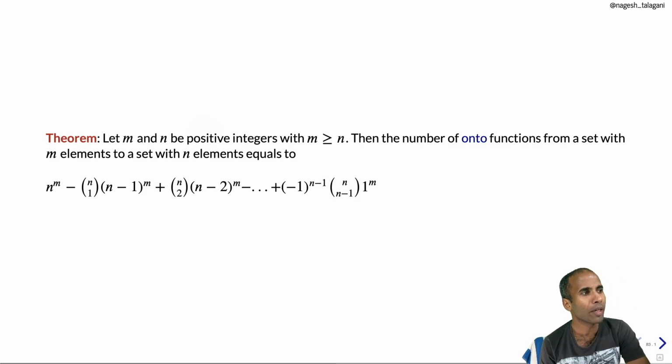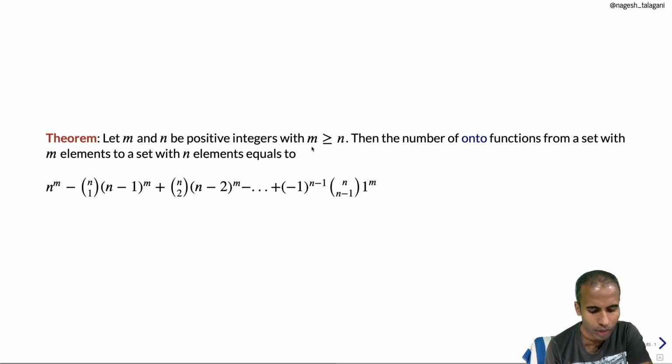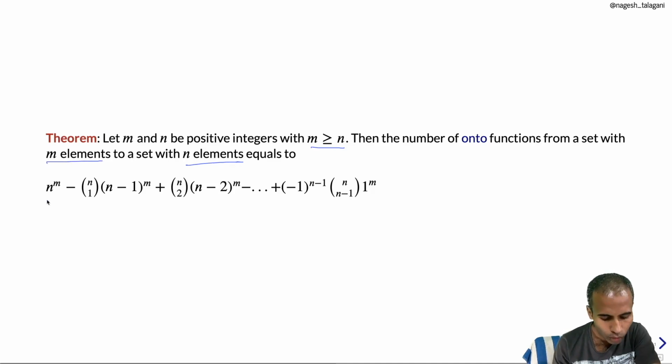Let m and n be positive integers with m greater than or equal to n. Then the number of onto functions from a set with m elements to a set with n elements is equal to n to the power of m minus n choose 1 times n minus 1 to the power of m plus n choose 2 times n minus 2 to the power of m, and so on. The last term is minus 1 to the power of n minus 1 into n choose n minus 1 times 1 to the power of m.